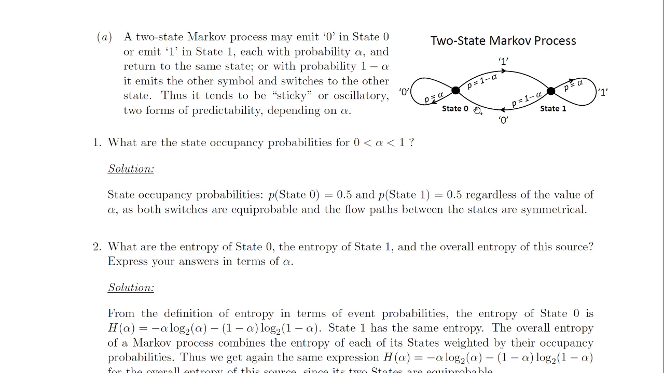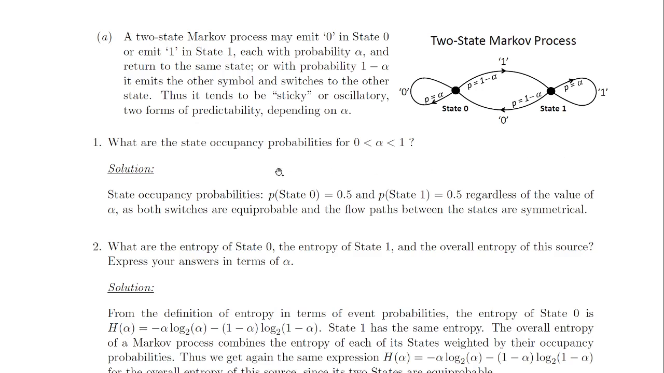Here there are 2 states, and if you're in state 0, you emit a 0 with probability alpha, and you stay in this state, and you keep on emitting a 0 with probability alpha. But in that state, with probability 1 minus alpha, you emit a 1 instead, and then you move into state 1, where the same situation applies. With probability alpha, you emit a 1 and you stay in the same state, but with probability 1 minus alpha, you emit the other symbol, a 0 in this case, and you move into state 0. And you can see there's a symmetry with these transition probabilities.